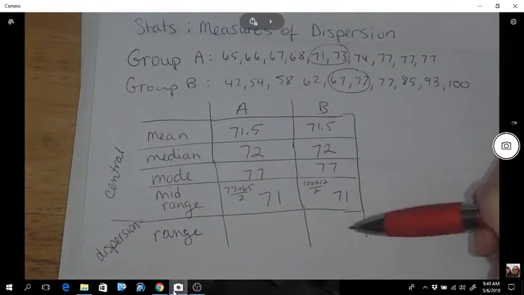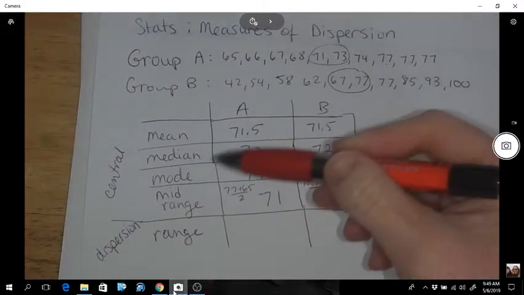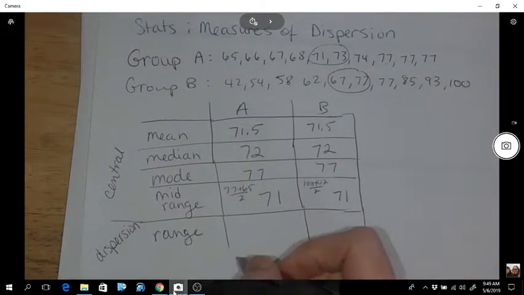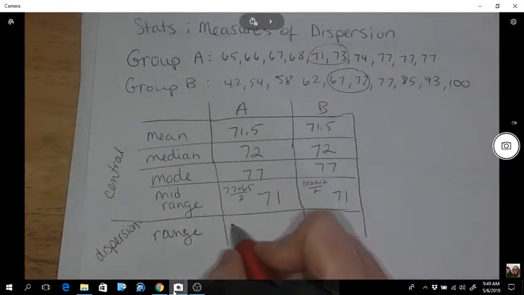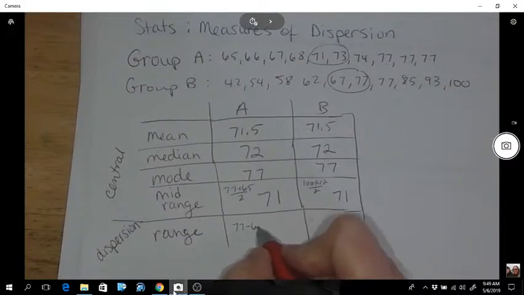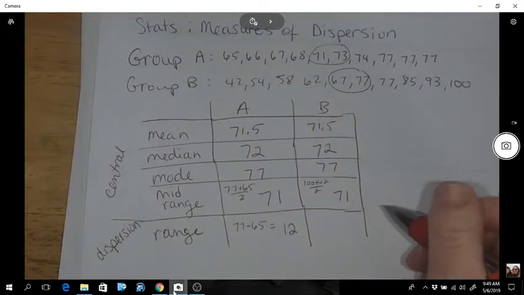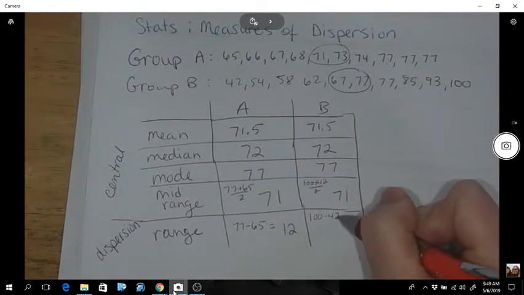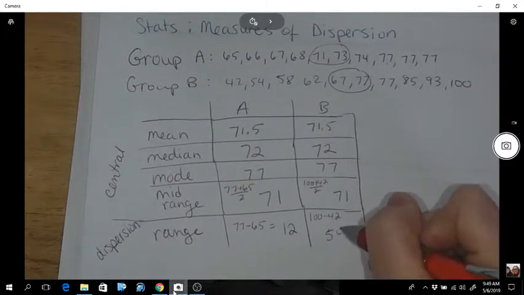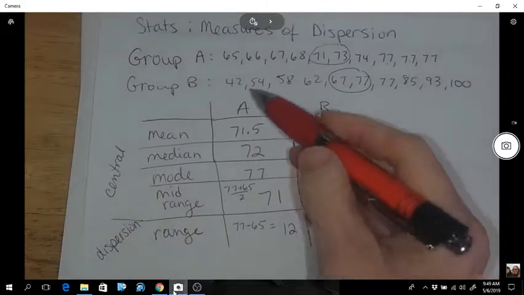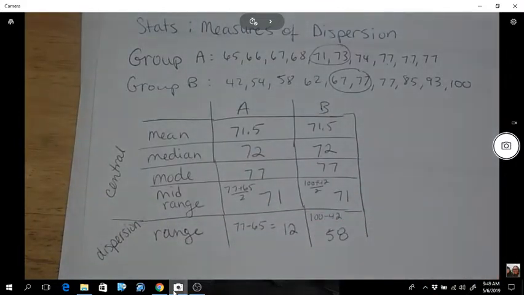Obviously these pieces of data are different from each other, but how can you compare them if they have the same results for the measures of central tendency? The range shows you how much more spread out one is than the other. The first one, 77, is the high minus the low, so that one is spread out over a span of 10 numbers. This one is 100 minus 42, so it spreads out over 58. So you can see that in group A the data is closer together, and B is more spread out.